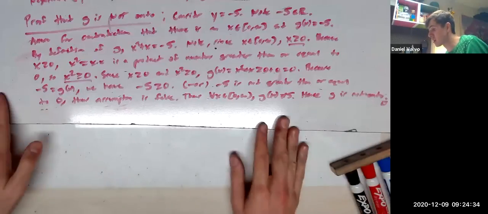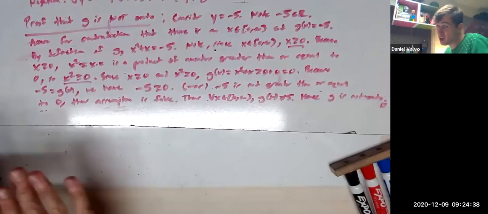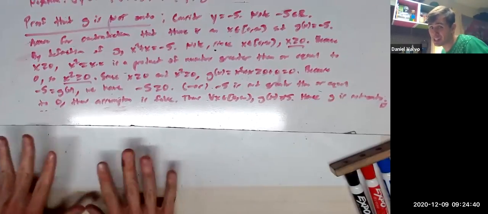Okay, so tying this all together, because g is well-defined, it's a function, and it's onto, but it's not one-to-one, so g is not a bijection.